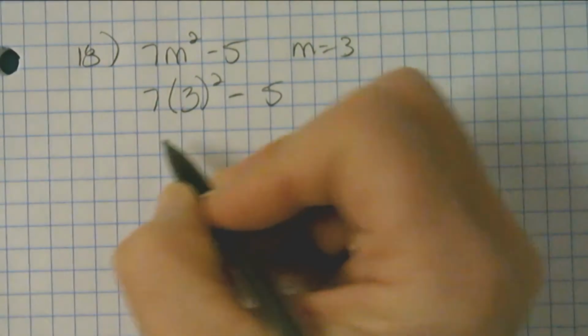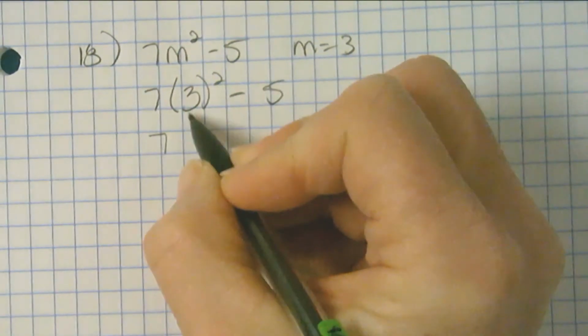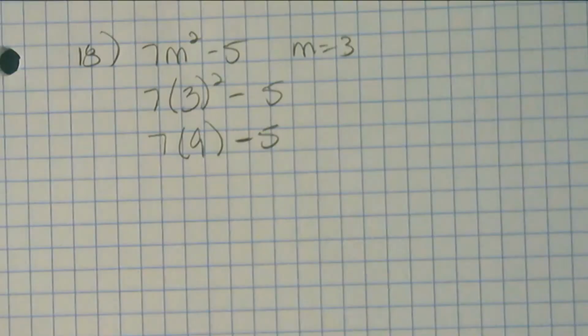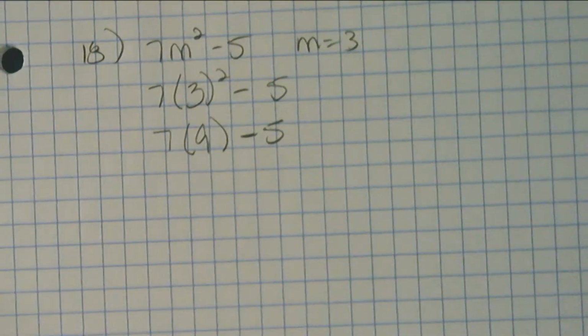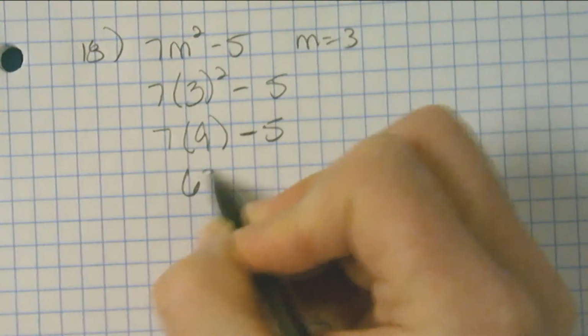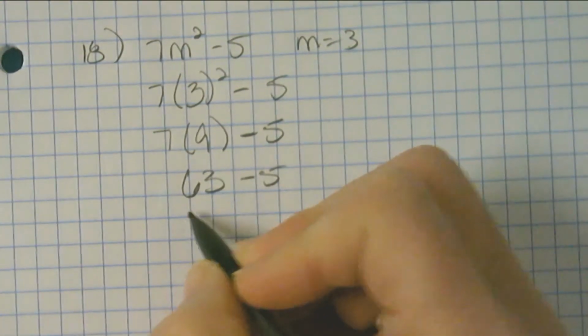Jack? I have to do the exponent. So that's 3 squared, which is 9. Dominic, now what? Excellent. What do I get? So I have 63 and then minus 5. That's plus a negative 5.